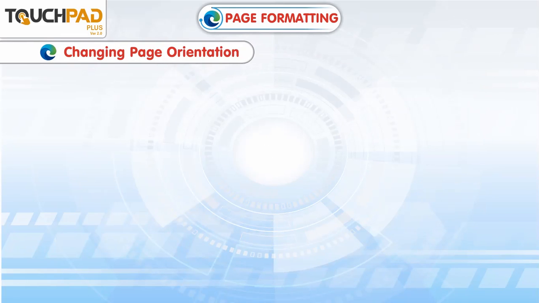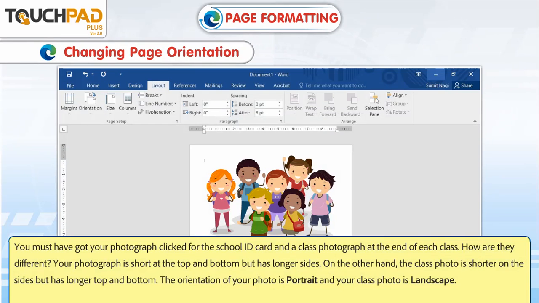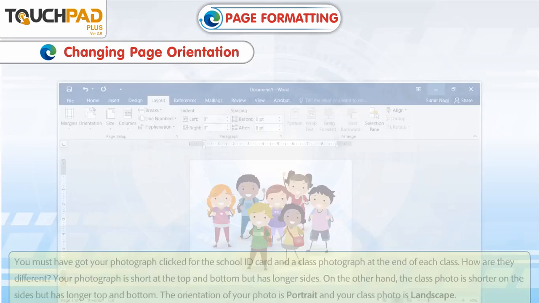Changing page orientation. You must have got your photograph clicked for the school ID card and a class photograph at the end of each class. How are they different? Your photograph is short at the top and bottom but has longer sides. On the other hand, the class photo is shorter on the sides but has longer top and bottom. The orientation of your photo is portrait and your class photo is landscape.